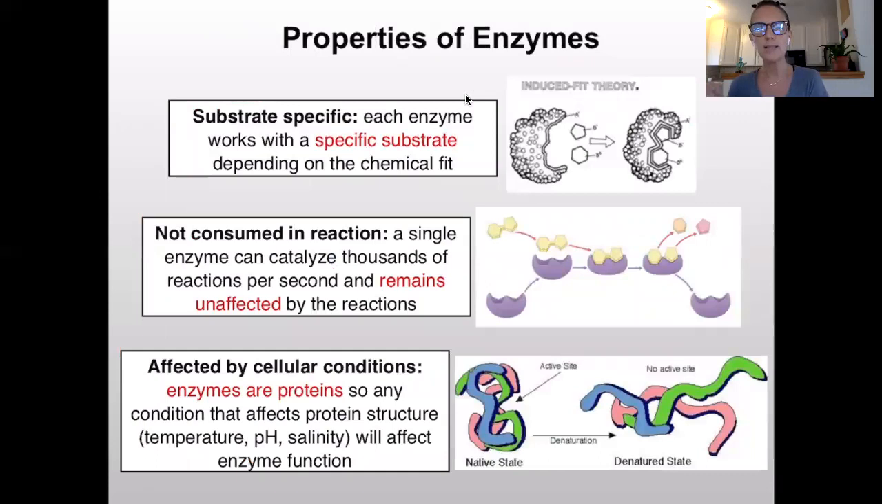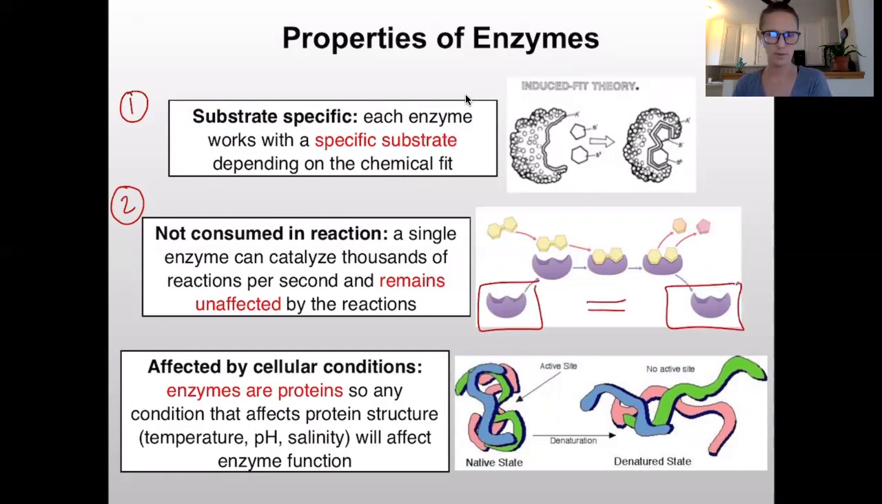All right, so enzymes have three super important properties. One, they're substrate specific, right? Each enzyme works with a specific substrate, depending on that chemical fit. The second is that enzymes are not consumed in a reaction. A single enzyme can catalyze thousands upon thousands of reactions per second, and they remain unaffected. So the enzyme at the beginning of the reaction is exactly the same as the enzyme at the end of the reaction. They do not get used up. They do not get changed. They're superpowers.